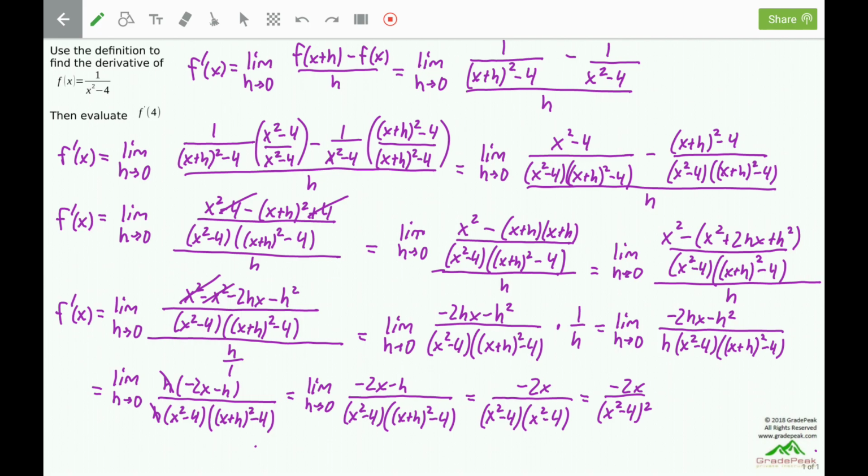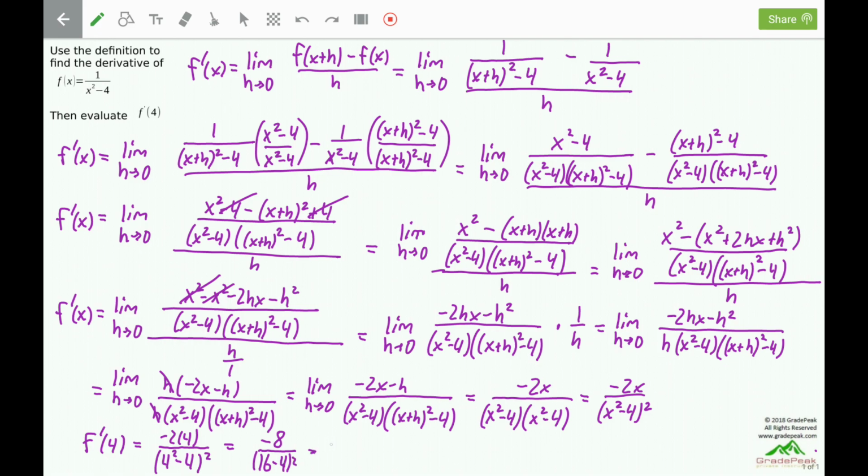There is your derivative. The only other thing left to do is to evaluate f prime of 4, which just means to plug a 4 in for the remaining x's. And that will give us a negative 2 times 4 divided by 4 squared minus 4, quantity squared. Negative 2 times 4 is a negative 8, divided by 4 squared is 16, minus 4 squared.